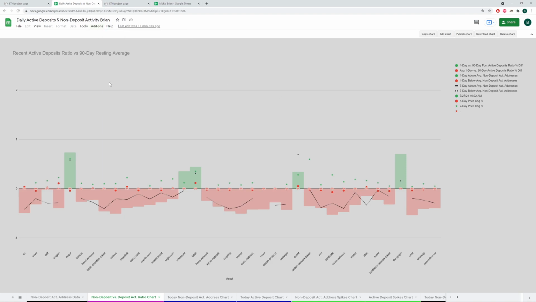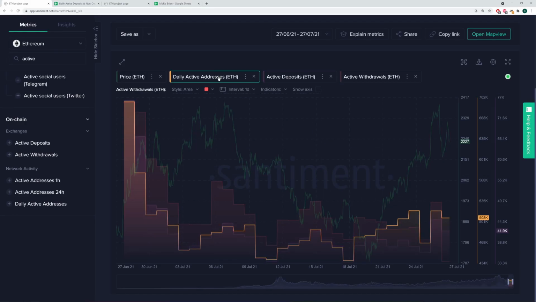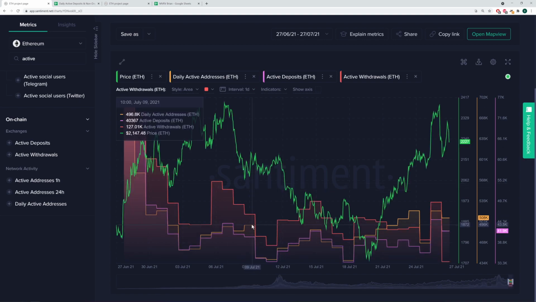And that's all I'll say about active deposits and active addresses for now. There's a great correlation, though, between where prices go and how address activity overall is looking versus just deposit activity. So I definitely recommend you take advantage and check it out on Sandbase and on our Sandsheets model.